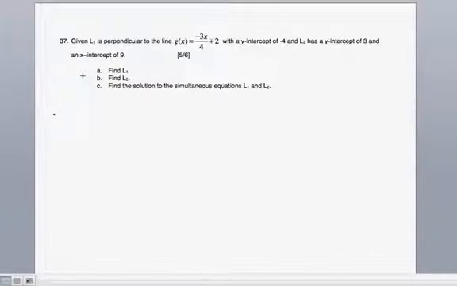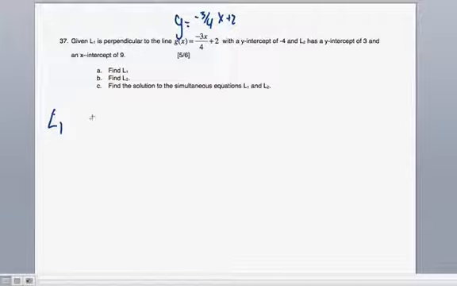Okay, for this problem here, we're given L1 is perpendicular to this line, and this is called g of x. This is the same thing as saying y is equal to negative 3/4 x plus 2. Let's just think of it as y. It's a y-intercept of this. Well, let's talk about L1.